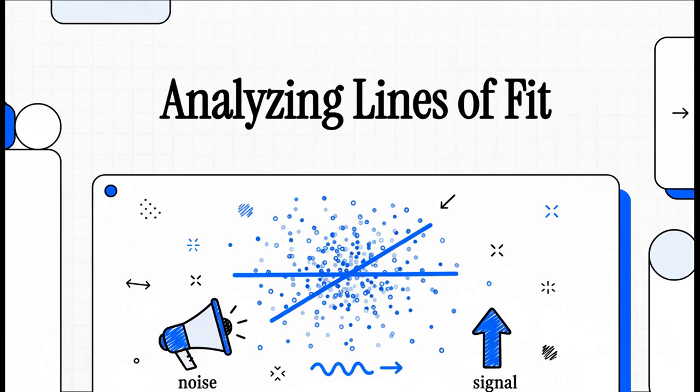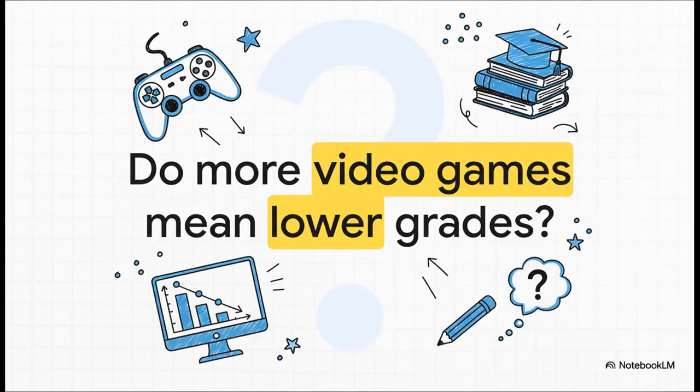In this explainer, we're going to see how these lines of fit help us analyze relationships and make sense of the world around us. So let's start with a classic question. You've probably heard this one before, right? Maybe from your parents, maybe from a teacher. Is there a real connection between the hours you spend gaming and the scores you get on a test? It's the perfect real-world puzzle for us to try and solve with data.